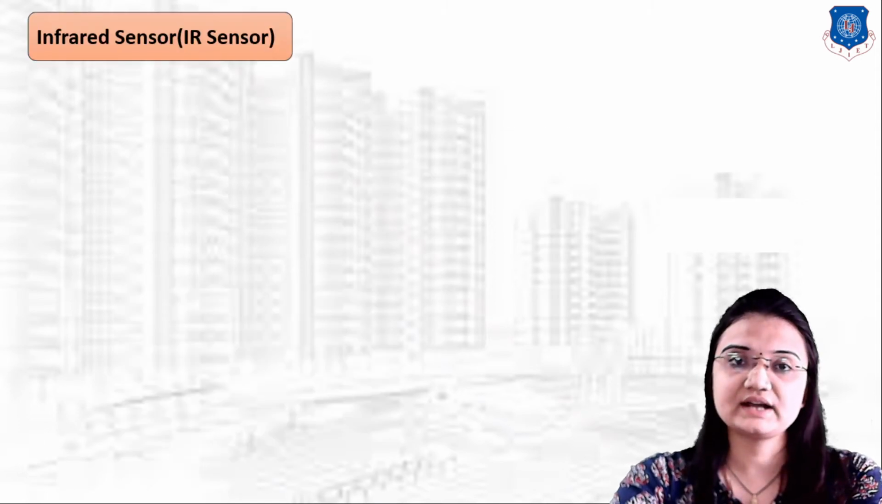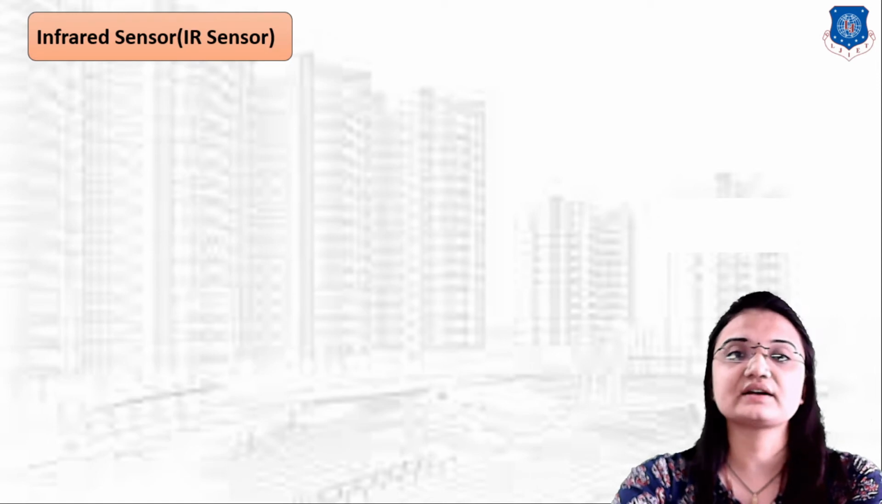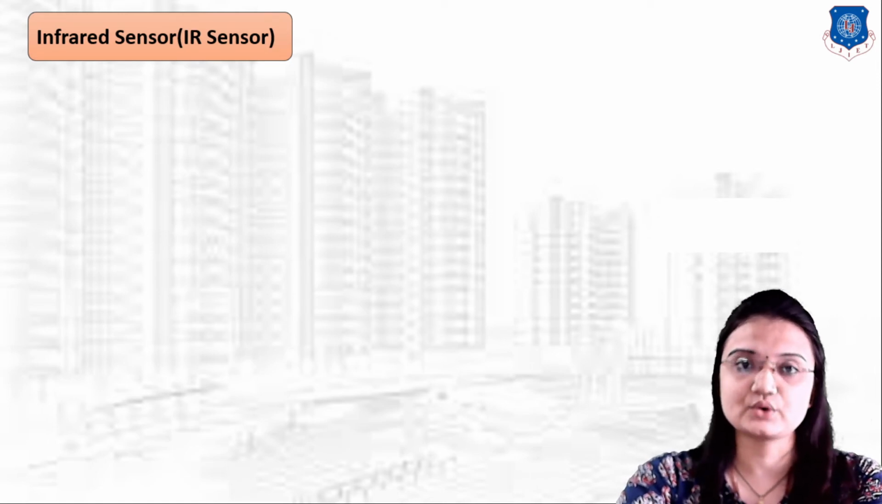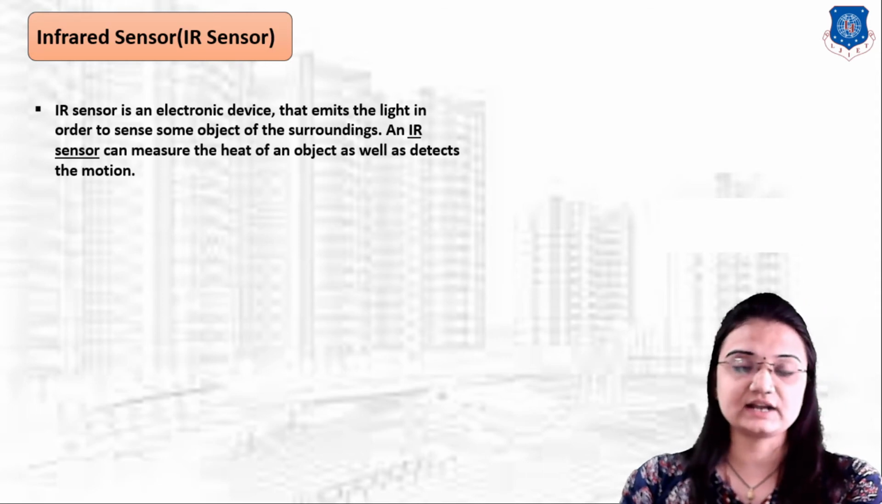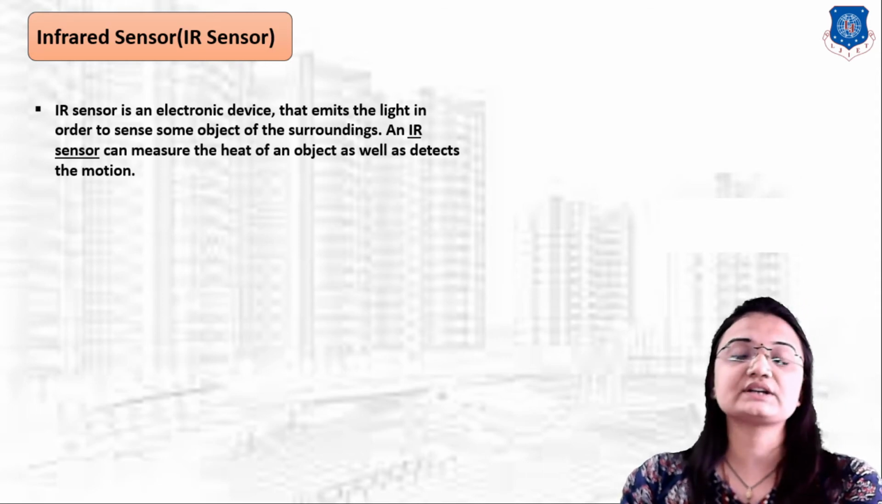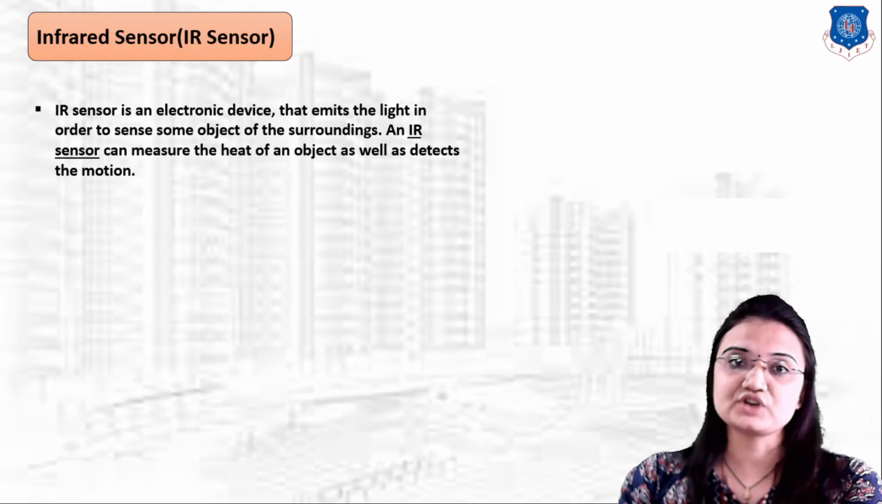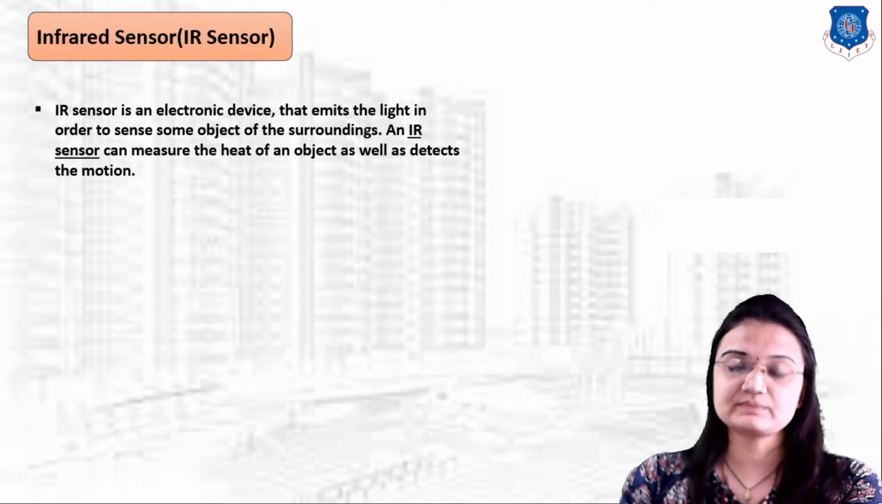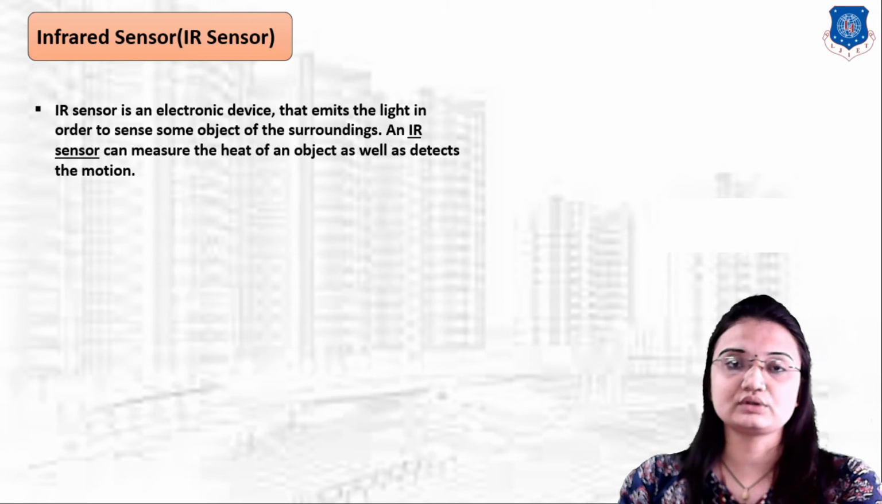Our next sensor is the infrared sensor, sometimes known as an IR sensor. An IR sensor is an electronic device that emits light in order to sense objects in the surroundings. An IR sensor can measure the heat of an object as well as the motion of the object by emitting light to the object.